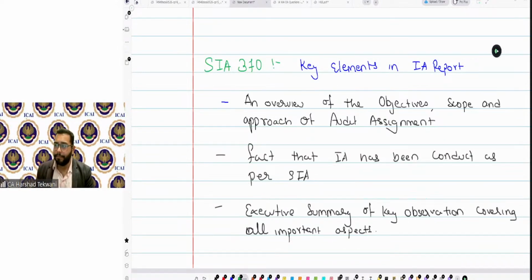Clear? Any doubt? So whatever is covered in your study material, that is the thing that you need to refer to, not more than that. Any doubts till now? Any doubt, guys?